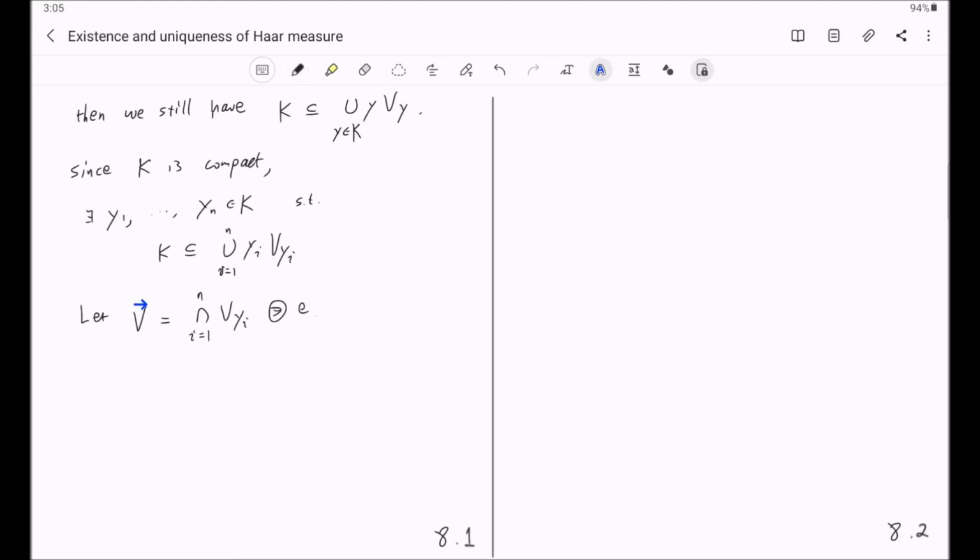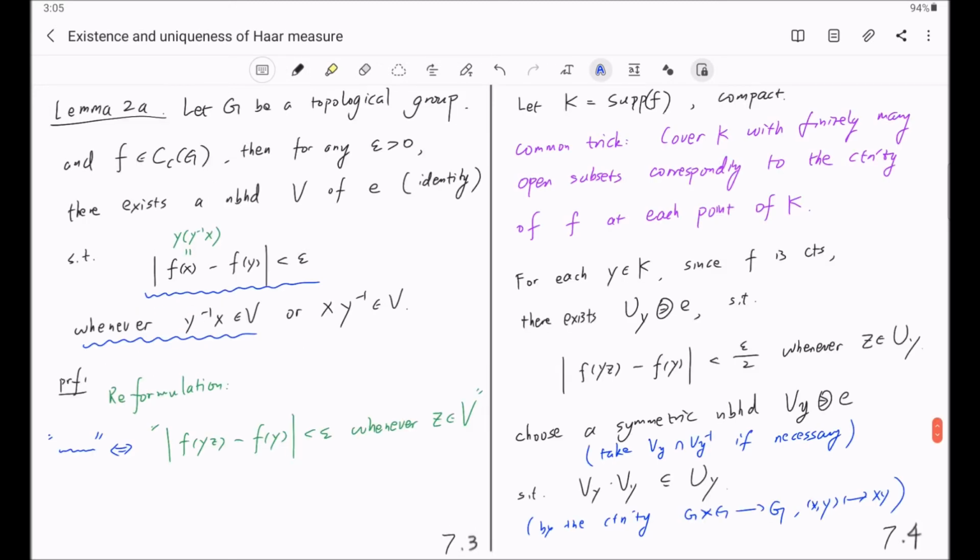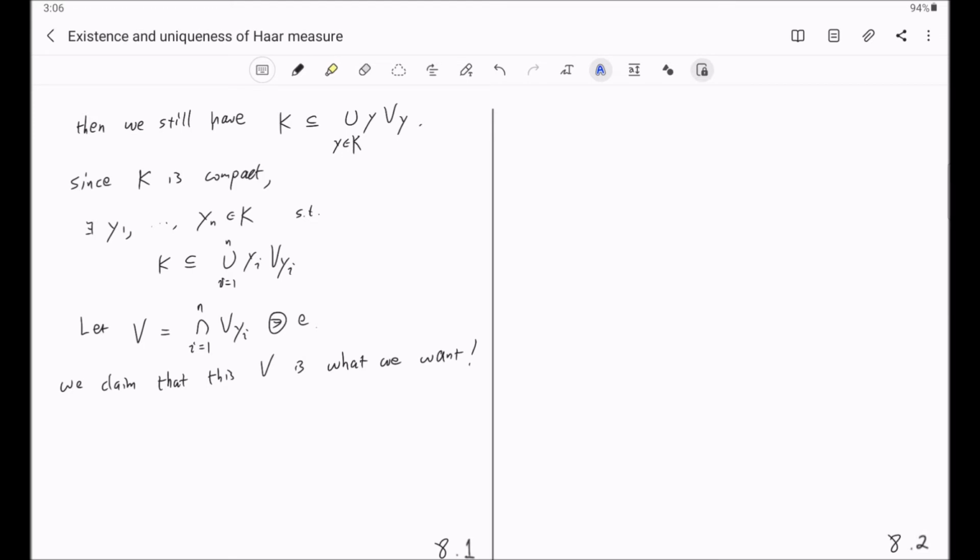And we claim that this V is precisely what we want. We'll show that this V is precisely what we need to make this green part hold, or this part with blue underline. The rest of the proof will consist of the triangular inequality tricks. There will be two cases to consider. First, if y is in K.